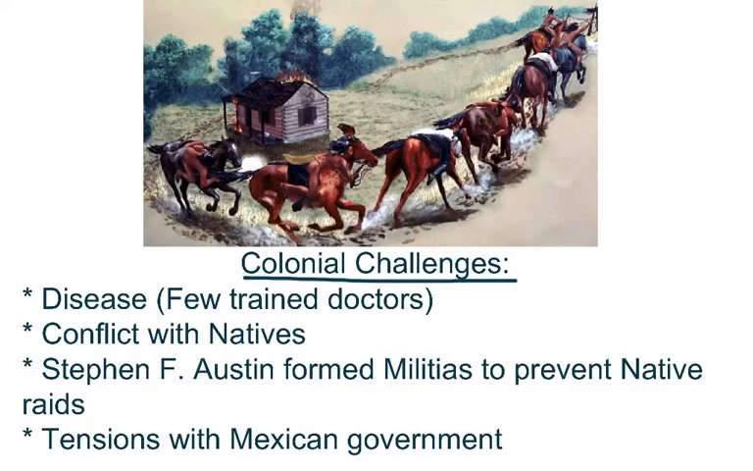So with that, Stephen F. Austin formed militias to prevent native raids, right? These militias would eventually evolve into the present day Texas Rangers. Now, also going on were the tensions between the Mexican government and the colonists. The colonists, remember, were doing whatever they wanted, and Mexico did not have enough government supervision to be able to watch all of them. So this increased the tensions between the colonial people and the Mexican government.